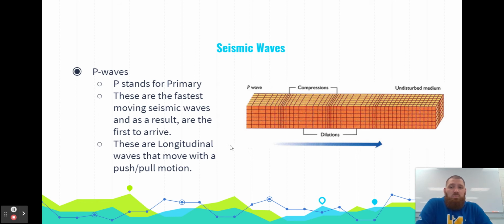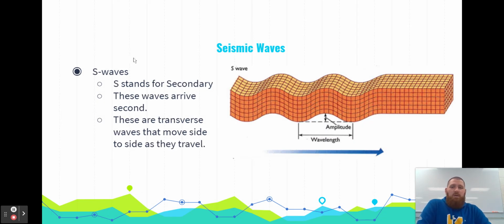These are longitudinal waves, which means they oscillate in the same direction as their movement, kind of like a slinky where there are areas of compression and then areas where it's spread out. Like I was saying, these are longitudinal waves that move with a push-pull motion, so they're going to kind of slinky along this way or oscillate that way.